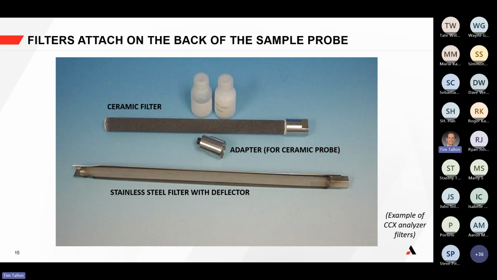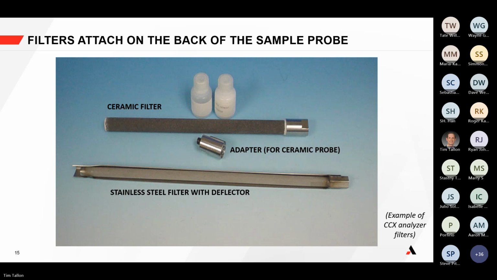And just so you can get a flavor for what these look like, this is an example of some of the W5 filters and some of the filters for close coupled extractive analyzers, where they attach to the back of the probe, but there are different flavors. So you have the ceramic filter for higher temperatures with certain adapters, whereas there's also a stainless steel filter with a deflector shield here that all protect the probe and the filter from the process.